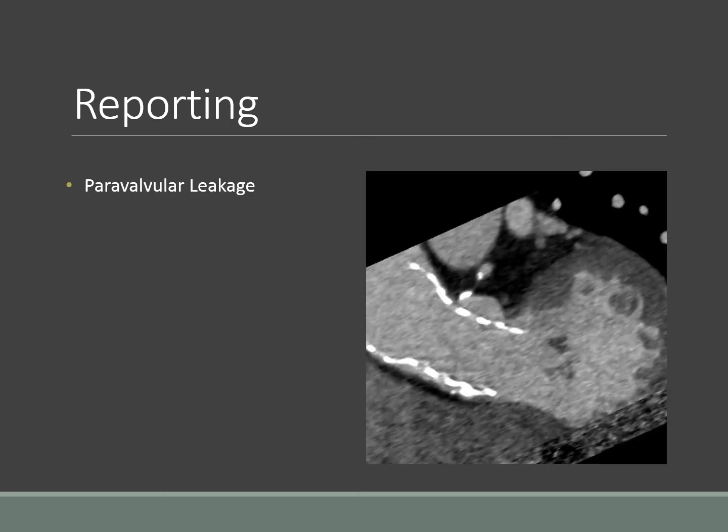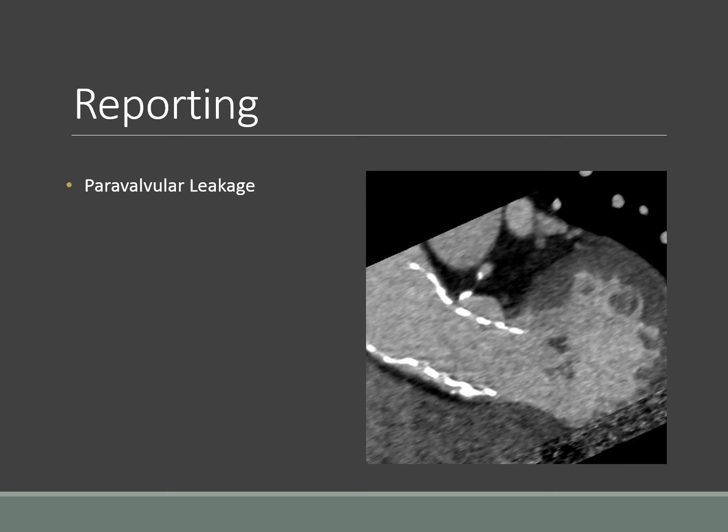As I mentioned earlier, in some cases we will be able to see communication between the left ventricular outflow tract and the native coronary sinus. For example, in this case, on the left coronary sinus, you are able to identify a very thin or very narrow communication between the left ventricular outflow tract and the native coronary sinus. This represents a paravalvular leakage.